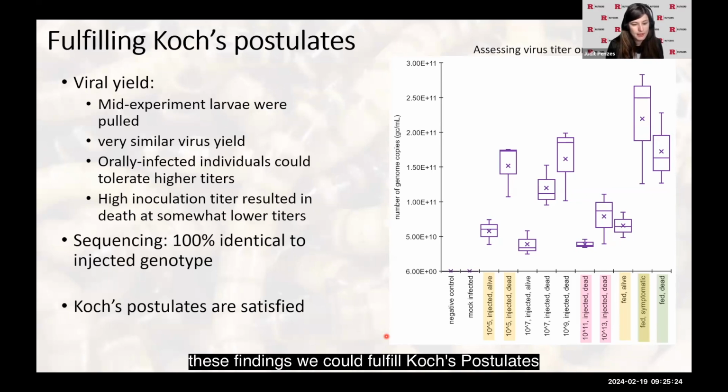So with these findings, we could fulfill Koch's postulates, and we could establish that yes, ZMBWV is indeed the pathogenic agent that causes the black wasting disease in these animals.